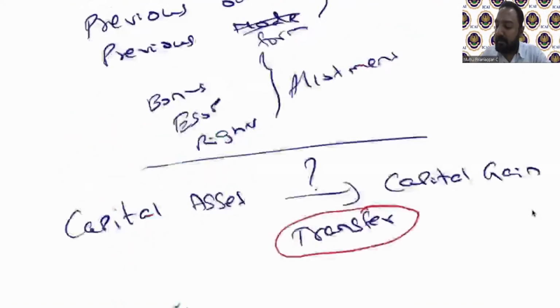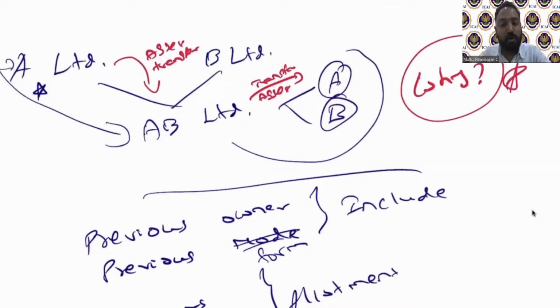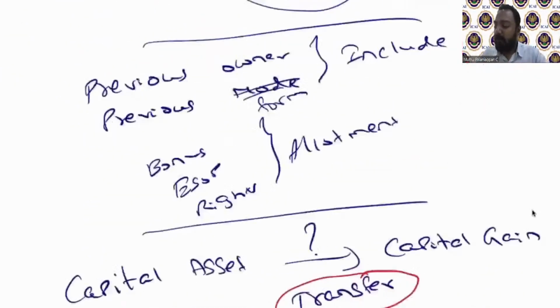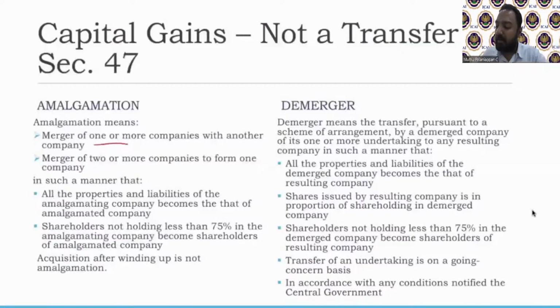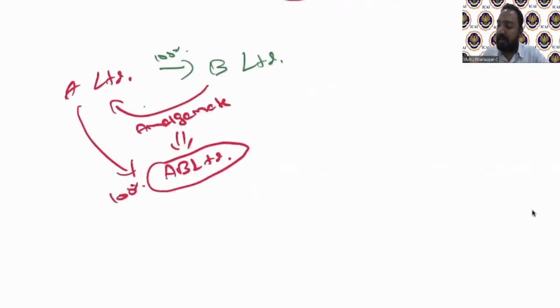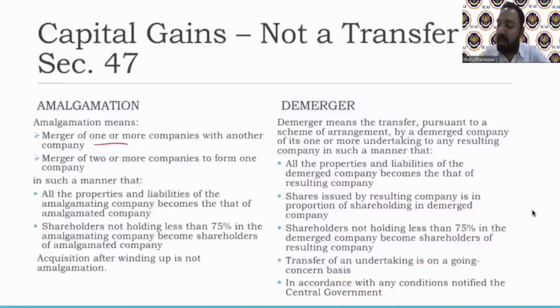Either you merge with another company, or two companies come together and become one company. In our example, A Limited and B Limited together form AB Limited. So two companies together forming one company. Whereas here, we said B Limited is amalgamating with A Limited. So A Limited is the same entity, just that B becomes part of A Limited. So this is also amalgamation. That's why we say one or more companies with another company, or two or more companies to form one company.